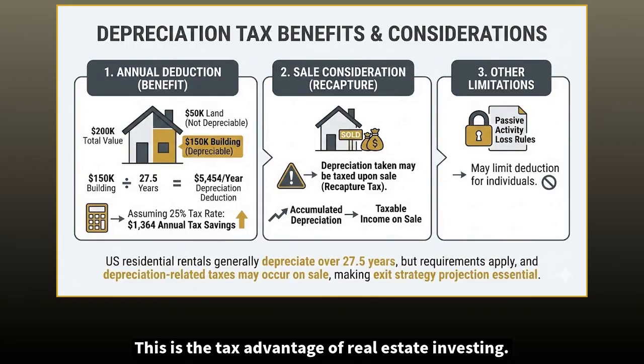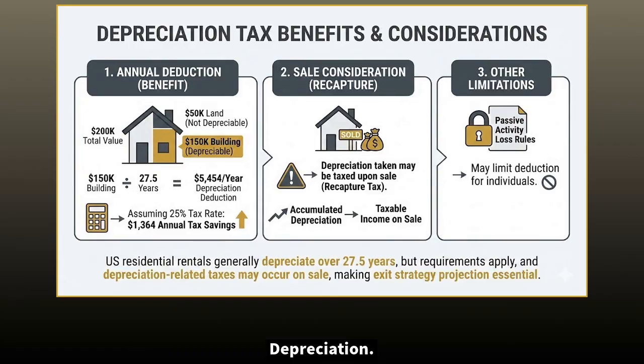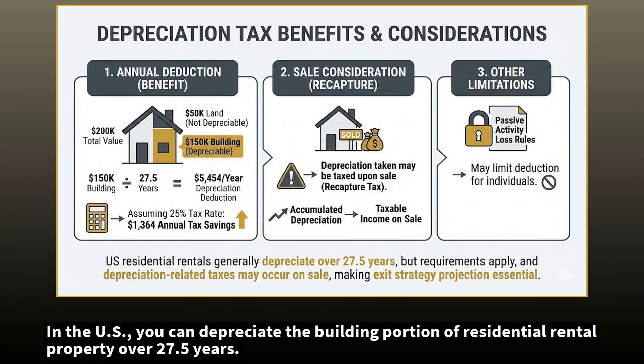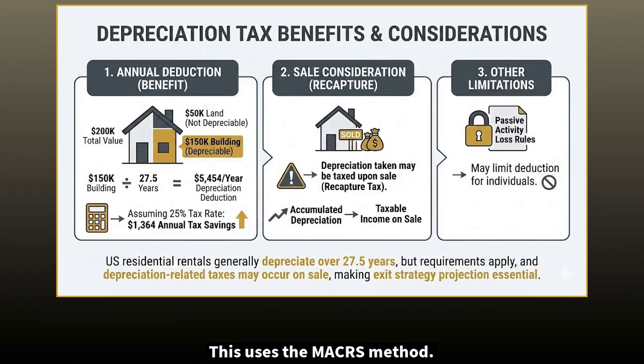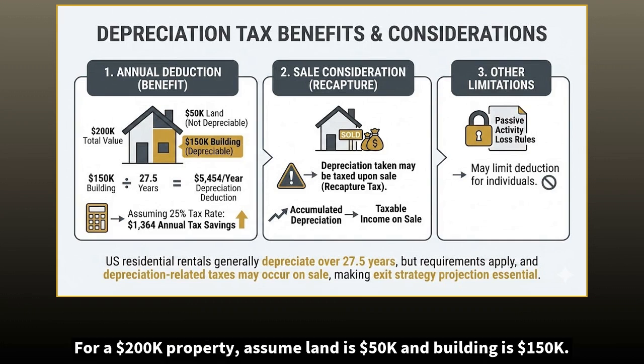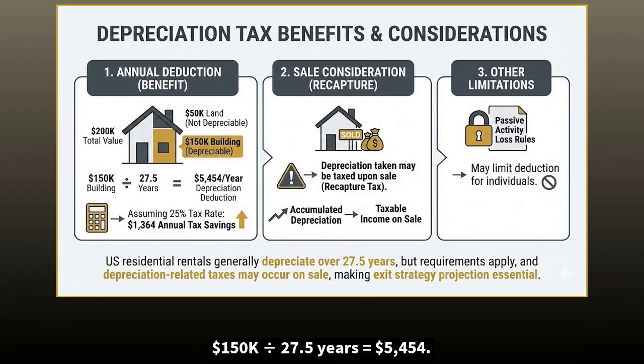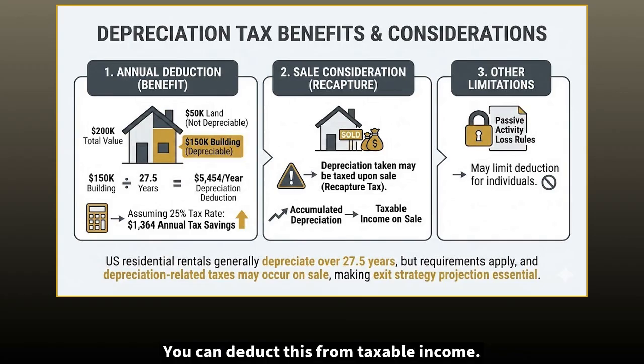This is the tax advantage of real estate investing. Depreciation. In the U.S., you can depreciate the building portion of residential rental property over 27.5 years. This uses the MACRS method. For a $200,000 property, assume land is $50,000 and building is $150,000. $150,000 divided by 27.5 years equals $5,454. This is your annual depreciation. You can deduct this from taxable income.